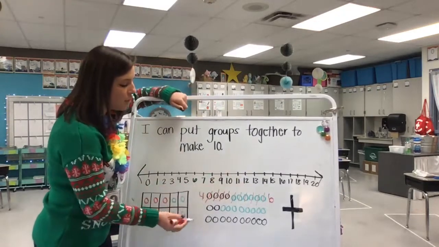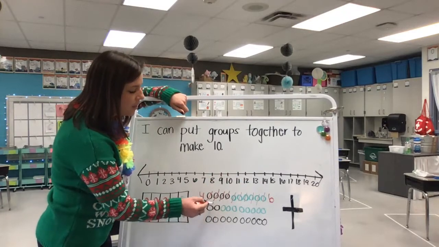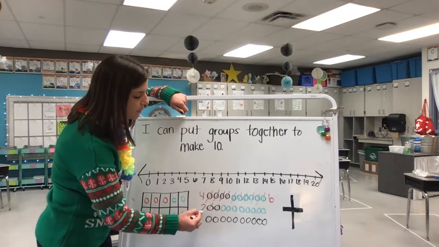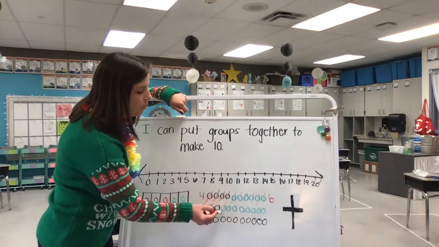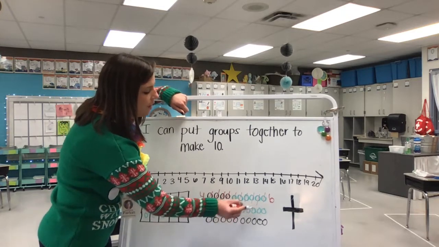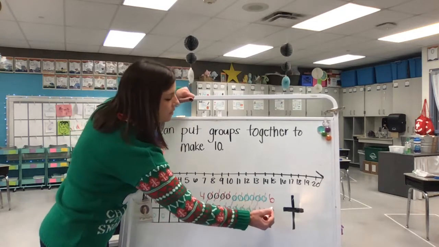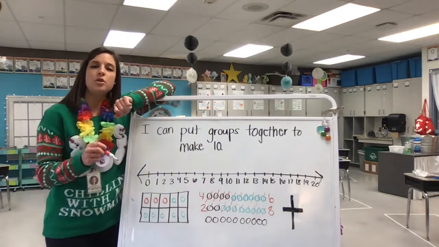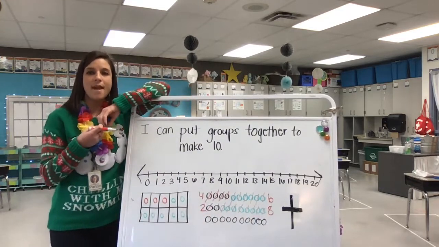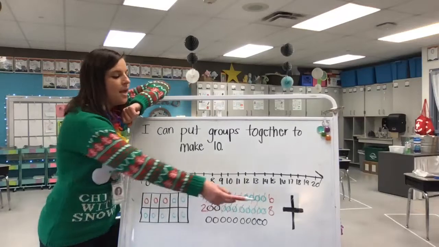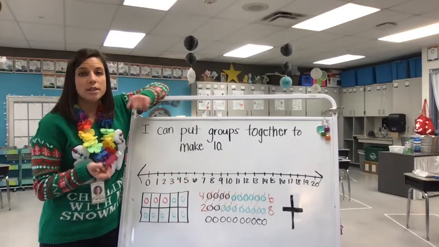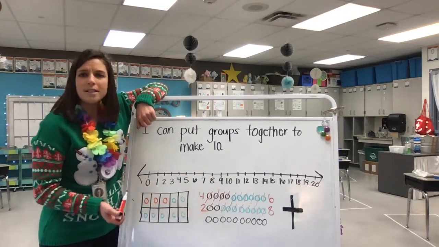Another way to make a group of 10 is by counting the next group. So let's count our black. 1, 2. And now let's count our green. 1, 2, 3, 4, 5, 6, 7, 8. So another way to make 10 is with a group of 2 together with a group of 8. So I can have 2 gingerbread men and 8 candy canes and still have 10 treats all together. Okay?